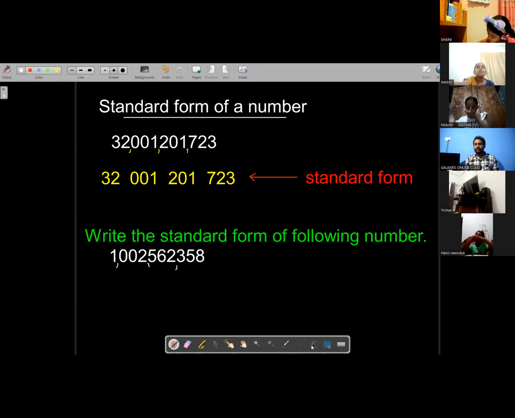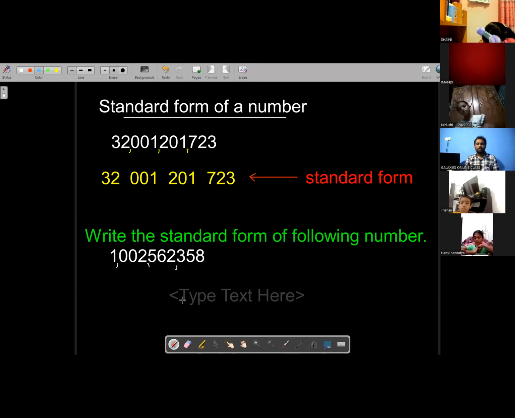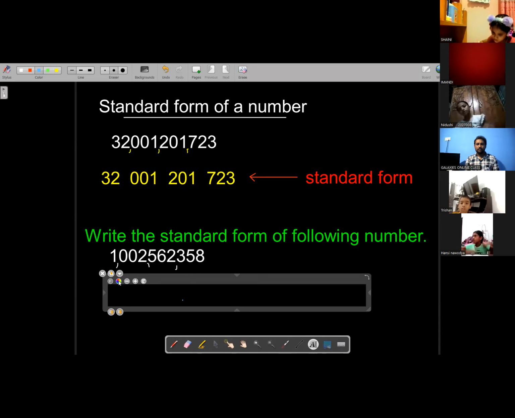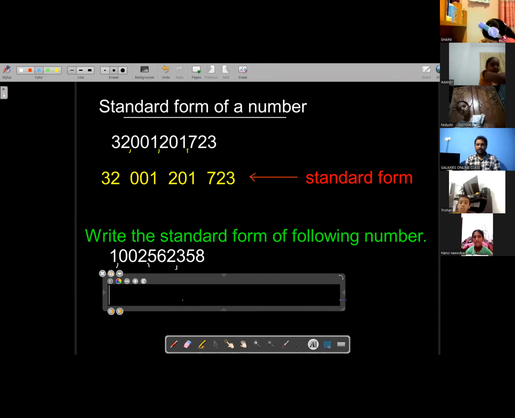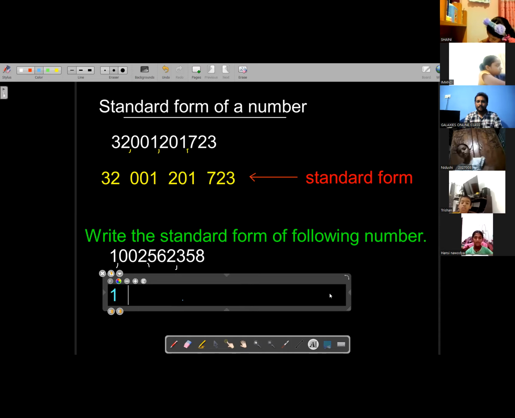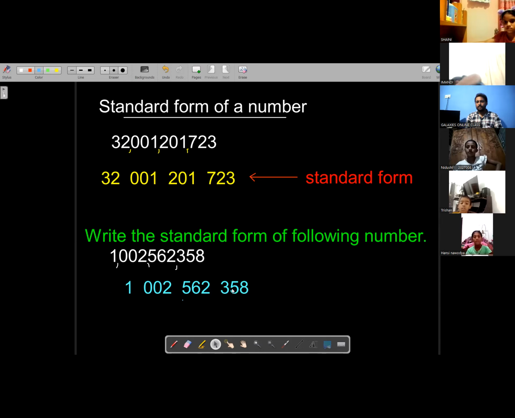Right. Then I can separate into periods. Now I'm going to write the standard form. Okay, look at the standard form. The first period has only 1. Next period 002. Next period 562. Next period 358. Okay, that's the answer. Standard form. Are you correct? Yes.